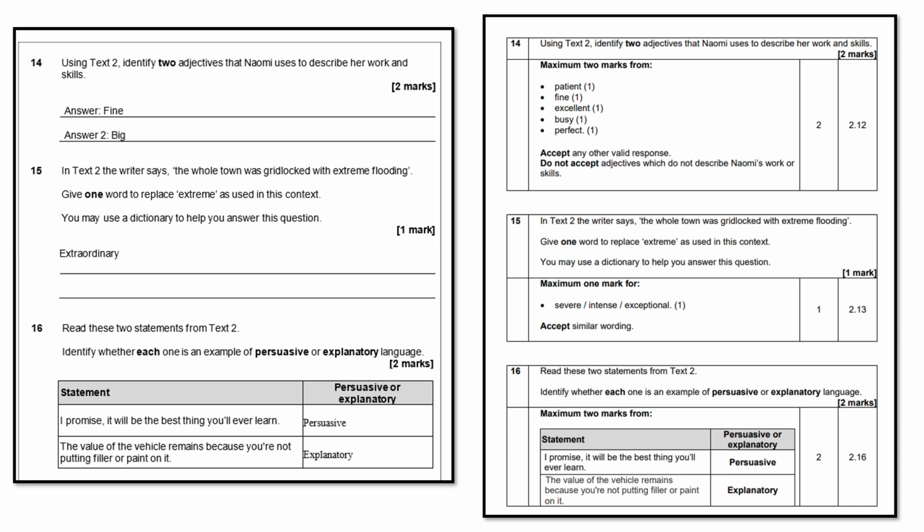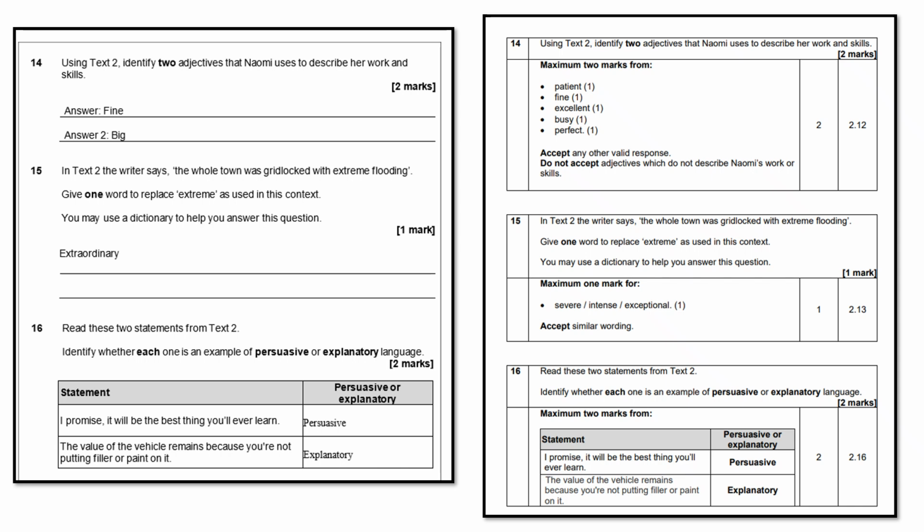And question 15 requires the learners to work out the meaning of the word using a dictionary, for example, to gauge whether the word is used as a verb or noun. And here the learner is required to find 1 word to replace the word "extreme" in the sentence: The whole town was gridlocked with extreme flooding. This answer would be awarded 1 mark as it's synonymous with the words in the mark scheme.